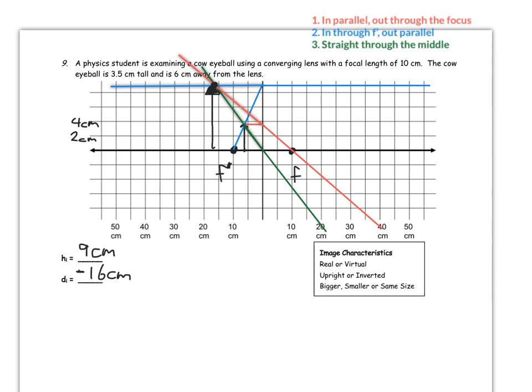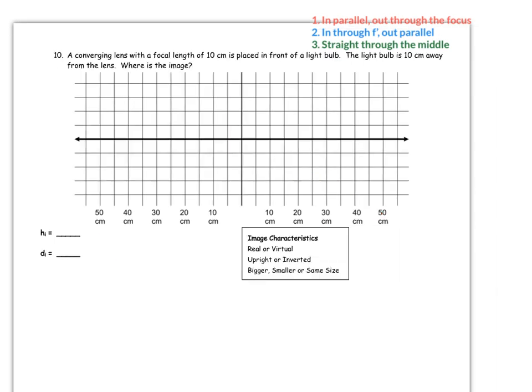All right. In terms of the characteristics, it is virtual because we had to trace it back. It is upright, and it is most definitely bigger than our object. All right, let's go ahead and work through this final problem here. So we have another converging lens, so let's go ahead and set that up. The focal length is going to be here at 10 centimeters. F prime is going to be at 10 on the other side. And we're going to go ahead and draw our object, which we know is also at 10 centimeters.